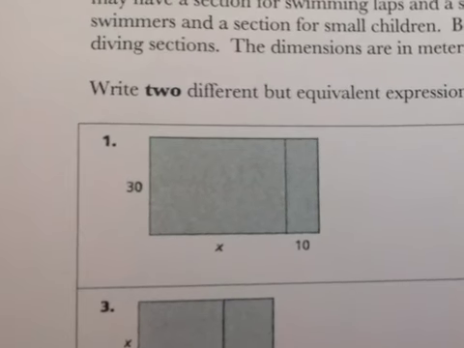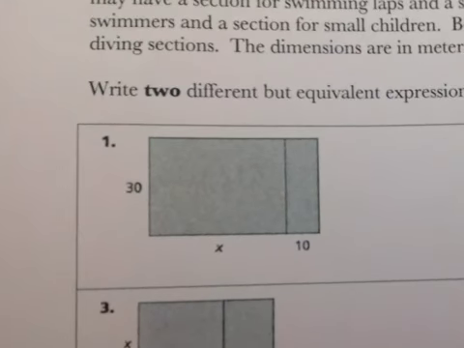This first pool has a large section that's probably for just regular swimmers, and then a small section for diving. One way to find the area of the entire pool is to first find the area of each part, the swimming section and the diving section. We just use base times height or height times base. So for the swimming section, the blue rectangle, the base is x, the height is 30, so we just multiply 30 and x and get 30x.